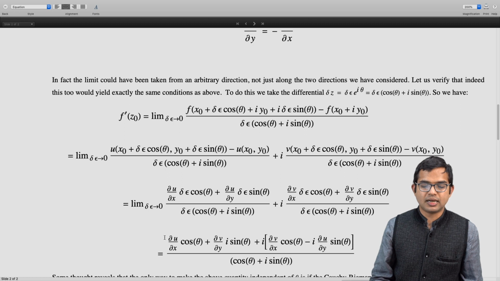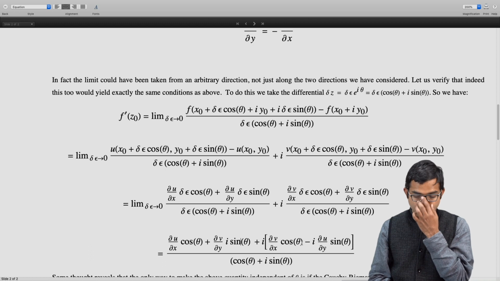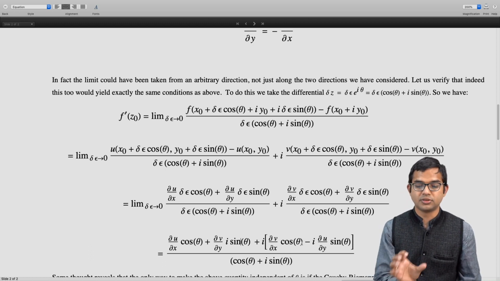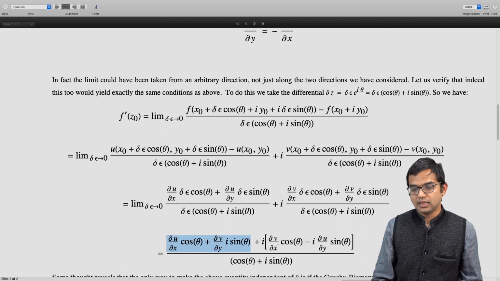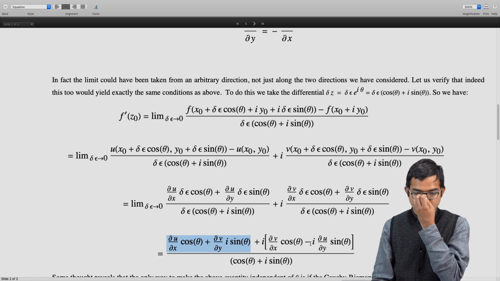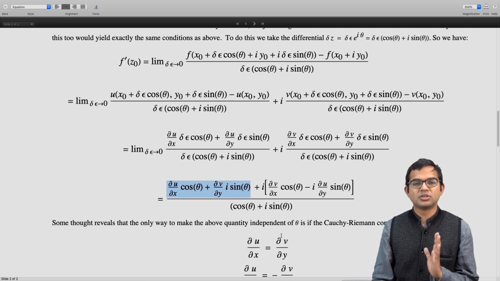But you can also just directly look at this equation and immediately convince yourself that the only way that this entire thing can become independent of theta is if you can pull out a factor of cos theta plus I sine theta from each of these terms. So the first term you can pull out a factor of cos theta plus I sine theta provided dou u by dou x is equal to dou v by dou y. That's the only way this is going to happen. And likewise, if dou v by dou x is equal to minus dou u by dou y, you can pull it out, and then you will get a factor of cos theta plus I sine theta. So you need another plus sign here. So you need dou v by dou x to be equal to minus dou u by dou y, which is nothing but the Cauchy-Riemann conditions, right?